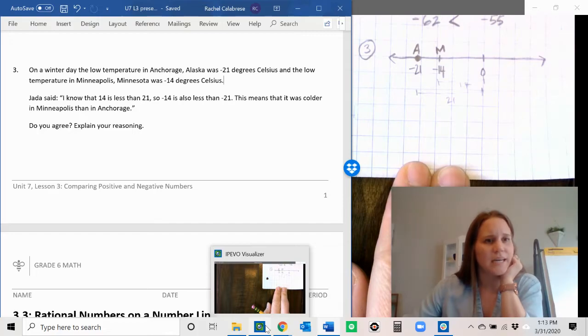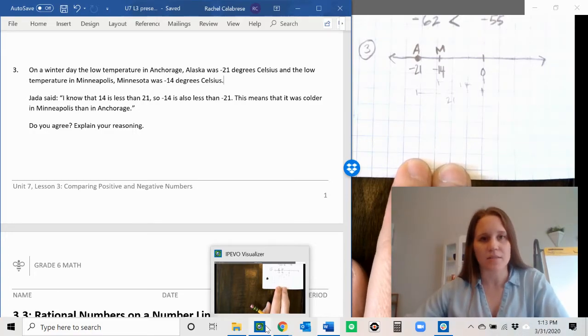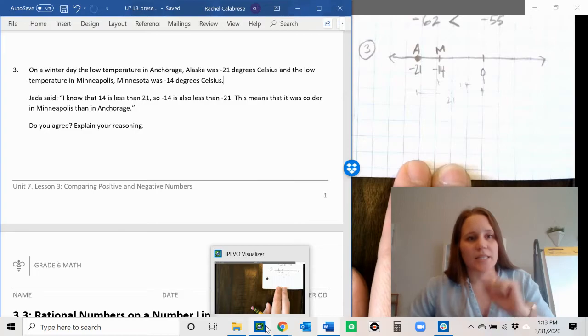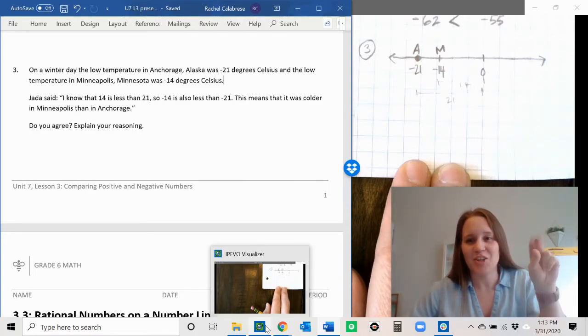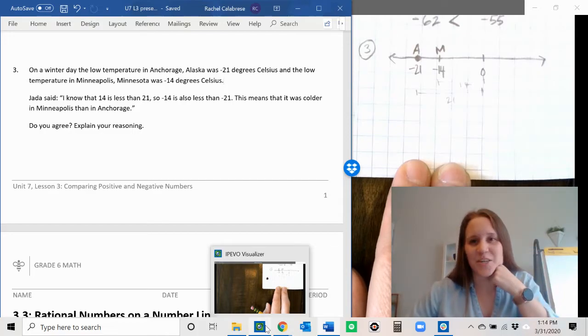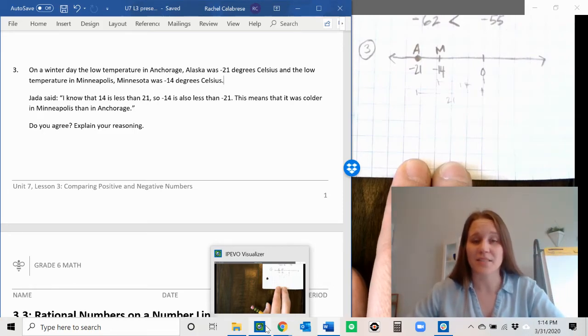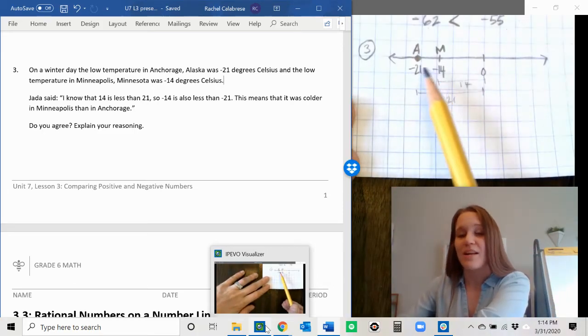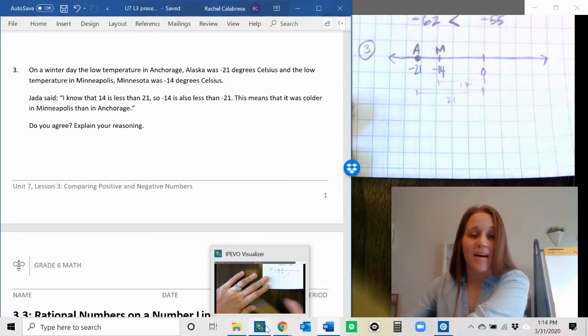Okay, Jada said, I know that 14 is less than 21. Is that true? Is 14 less than 21? Yeah, positive 14 is less than positive 21. That's true. Jada says, so negative 14 is also less than negative 21. This means that it was colder in Minneapolis than Anchorage. I disagree with Jada. Do you disagree with Jada? Yeah, I disagree with Jada because she's got it backwards. Even though positive 14 is less than positive 21, actually negative 21 is less than negative 14. That's because it's farther to the left on the number line.